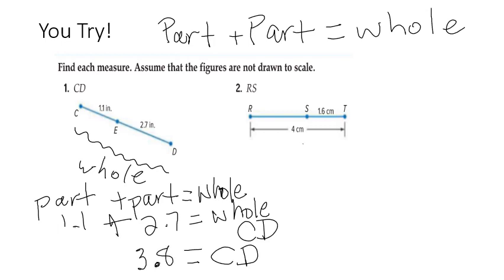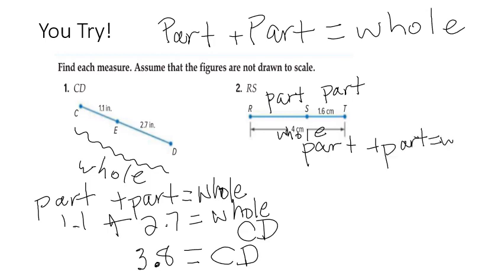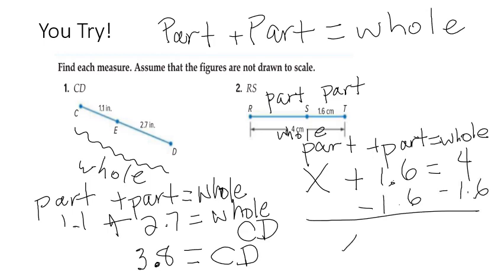Here, RS is a missing part. We have another part, and we have a whole. So part plus part equals whole. So one of our parts is missing. One of our parts is 1.6. Our whole is 4. We can put this into the Desmos calculator, or we can simply subtract. So we will get x equals 2.4.